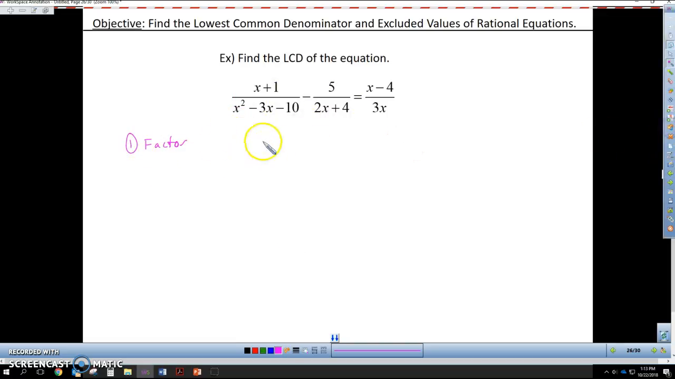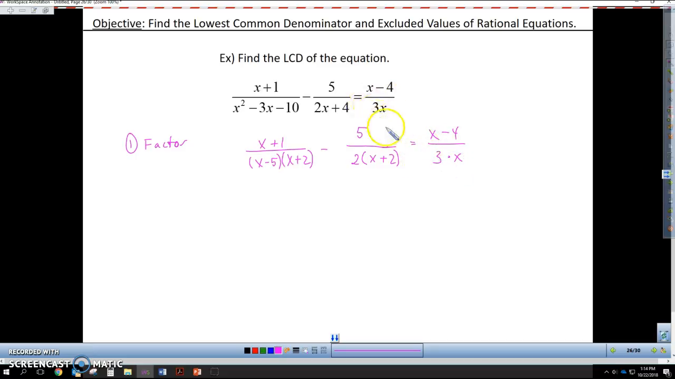and what we get is x plus 1 over what factors of negative 10 produce negative 3, and that would be x minus 5, x plus 2, minus 5 over 2x plus 4. This has a GCF, so I'll pull out the 2, leaving me with x plus 2. And we have x minus 4 over 3 times x. And it's important to notice that this numerical coefficient, 3, is its own factor.